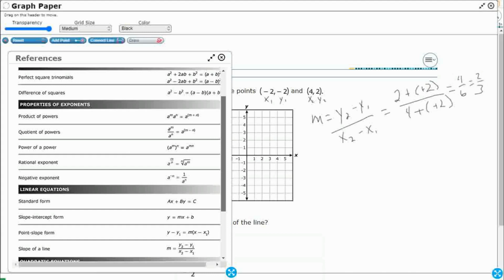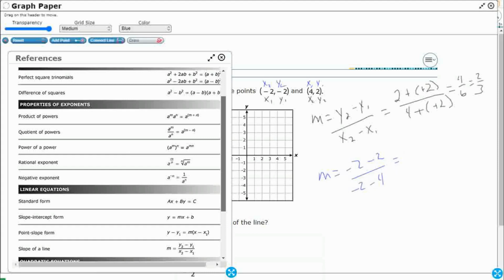Now, what happens if we make this my x2 and make this my y2? Is that going to change anything? It shouldn't, because it shouldn't matter which order we do it in. So let's do that real quick. So my y2 is now negative 2 minus, and then my y1 is 2. My x2 is going to be, let's see, no, negative 2 minus that 4.